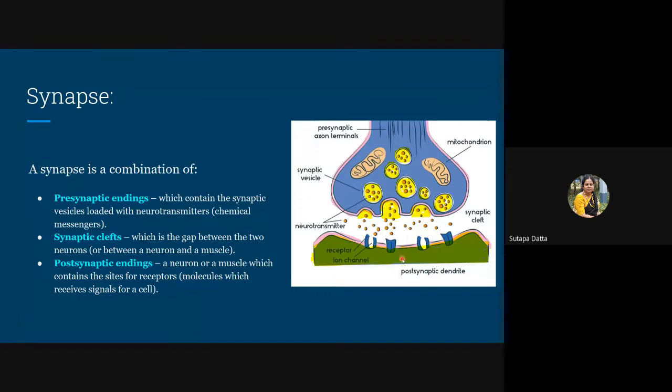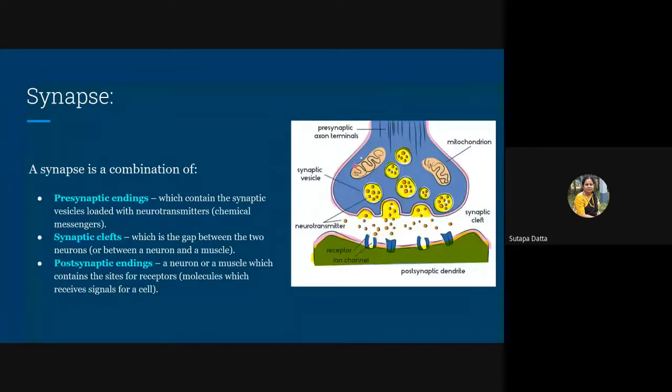Now, this one is the postsynaptic ending. You can see here, these are the postsynaptic endings. It may be a part of a neuron or a muscle which contains the sites for receptors. These receptors, you can see here, are the receptors which can specifically bind with the neurotransmitters. So this binding is very much essential for signal transmission.